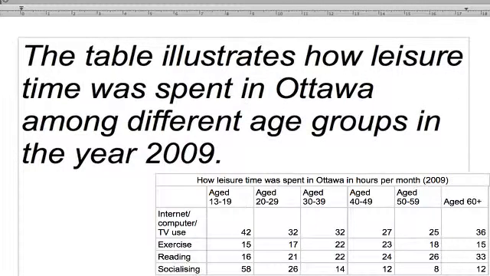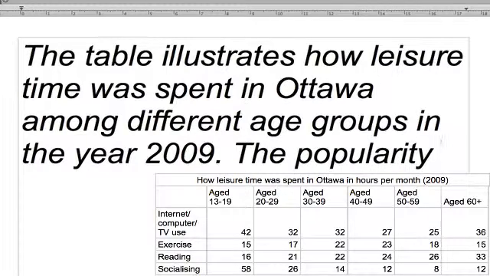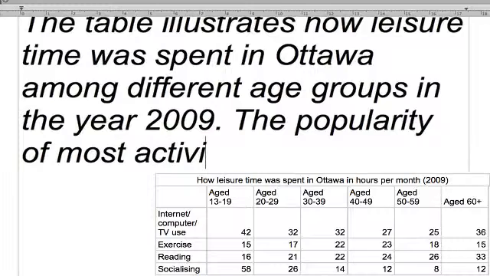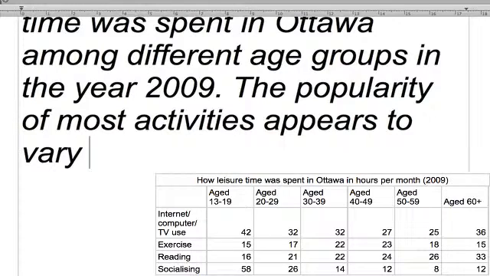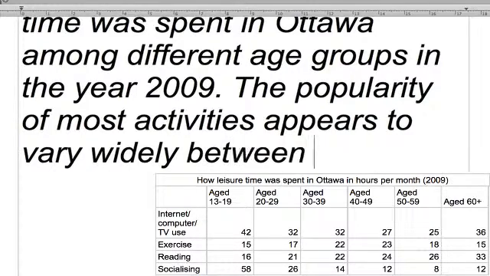Okay, and in the second sentence we want to share some sort of broad detail or broad trend that is apparent in the data. So the popularity of most activities appears to vary, we could say widely, between ages.